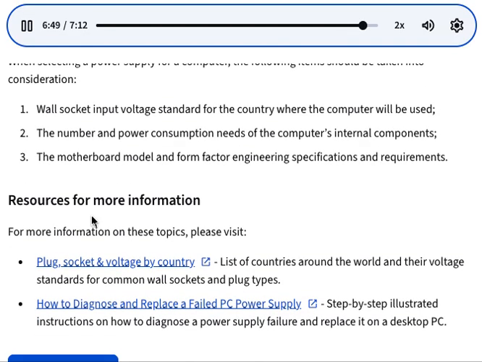Resources for more information. For more information on these topics, please visit: Plug, Socket, and Voltage by Country, a list of countries around the world and their voltage standards for common wall sockets and plug types; and How to Diagnose and Replace a Failed PC Power Supply, step-by-step illustrated instructions on how to diagnose a power supply failure and replace it on a desktop PC.